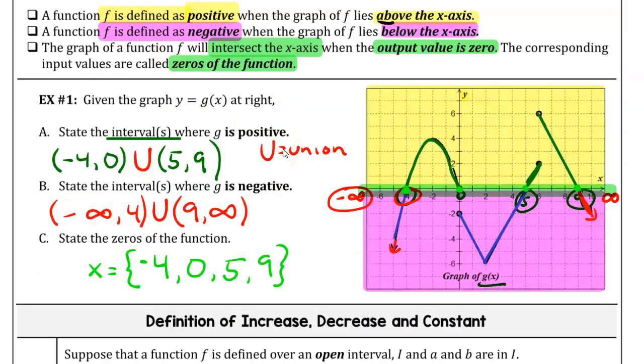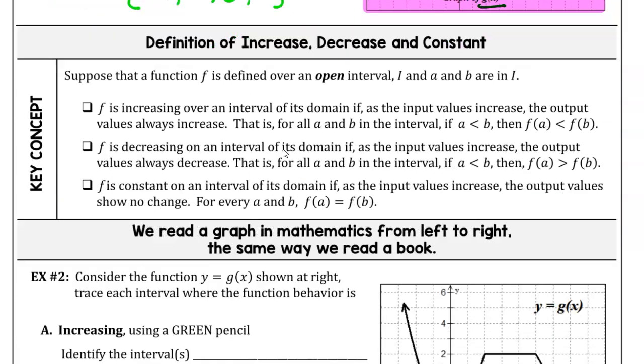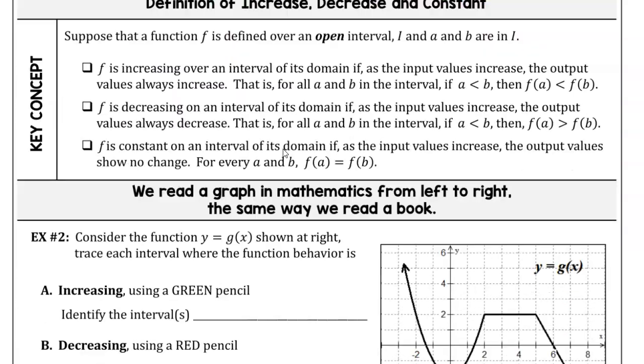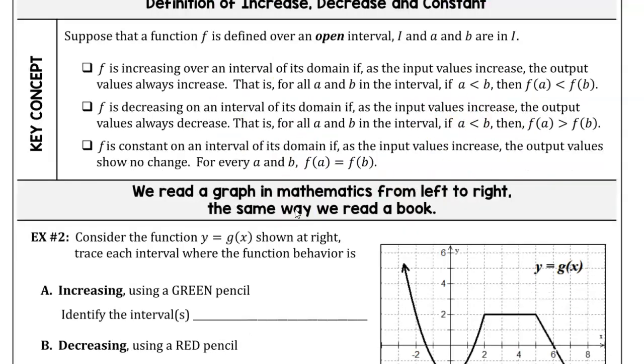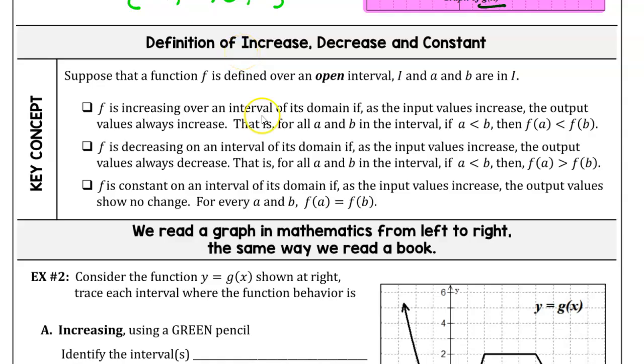All right, good. Okay, the next part is, where does it increase and decrease? Now there's some language here that's very technical. Here it says if A is less than B, then f of A is less than f of B. This is just a fancy way of saying it's going up, it's increasing. You don't need to memorize this, but these are definitions that you're going to see along the way. Increasing just means does it go up? Decreasing just means does it go down? Constant means not up or down. It's just going to stay straight.